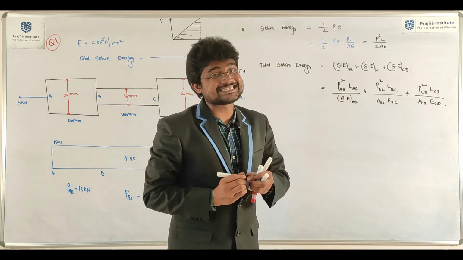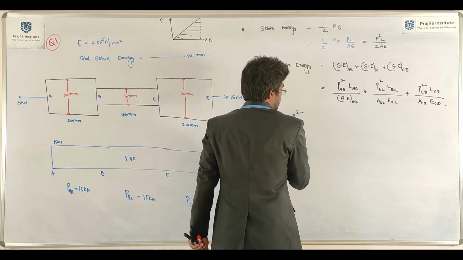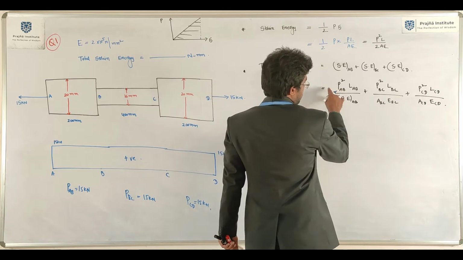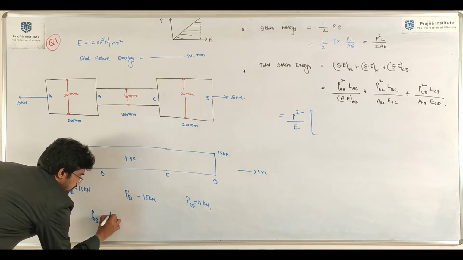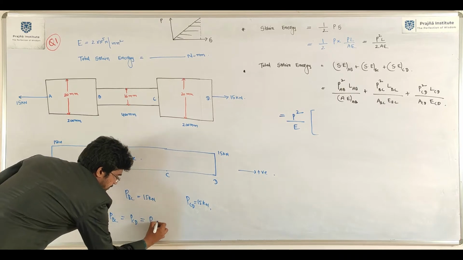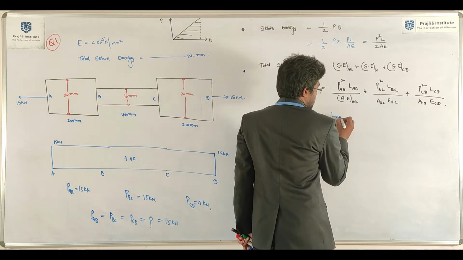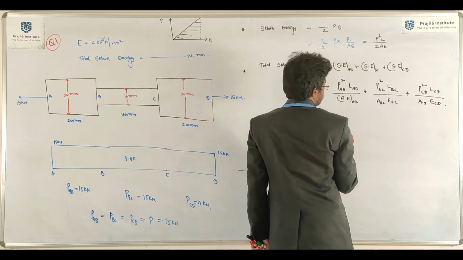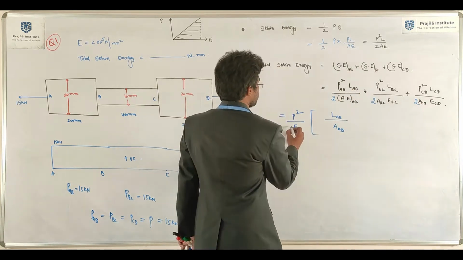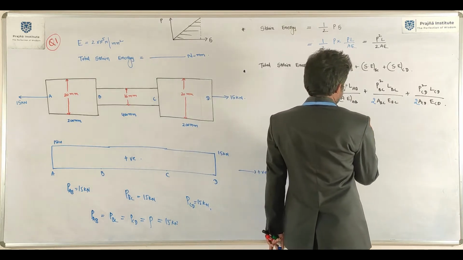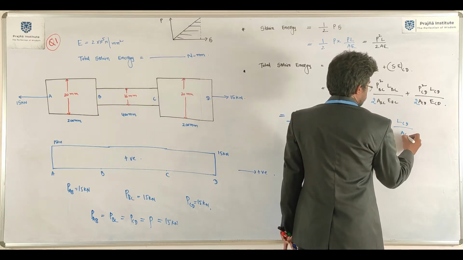Here P and E are the same in all the cases. That means take P square common by E. P is the same in all the cases, PAB equal to PBC equal to PCD equal to P equal to 15 kilonewton. P square by E taken common, LAB by AAB. Here the 2 is there, no? P square L by 2AE. That means 2 you will get here. Then LBC by ABC, LCD by ACD.